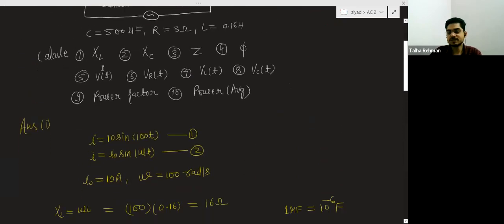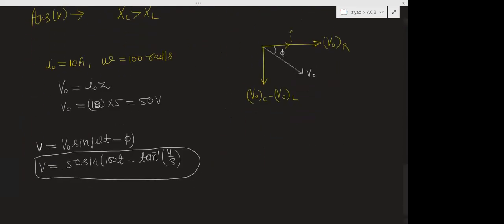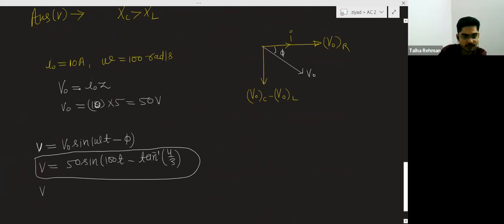V suffix t means equation of voltage with time. So here is time. So you can write this like this also. V suffix t is equal to 50 sine 100 t minus tan inverse 4 by 3. No problem.